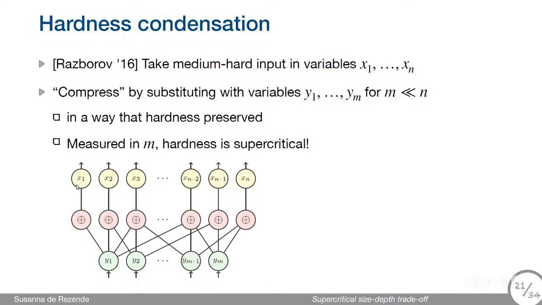Okay, so one way of doing this is looking at, we have an expander graph here, and we consider some y variables, and we substitute the x by an XOR of y variables. And now we reduce the number of variables, and if we can make sure that the hardness is still there, we now have hardness in terms of much fewer variables. Okay, so this is a way of condensing the hardness.